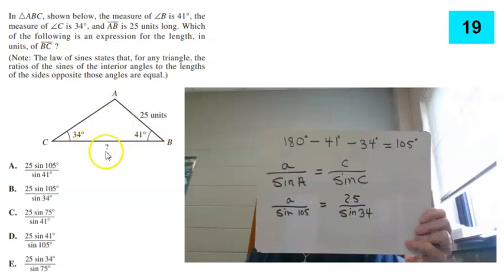Set up this proportion. a, which is this side length, over sine A, which is sine of 105, equals c, 25, over sine C, which is 34. Cross multiply and divide. You'll notice they didn't work any of them out. So you would say 25 times sine of 105, which is one of these, divided by sine of 34, which is B. So the answer B was correct.